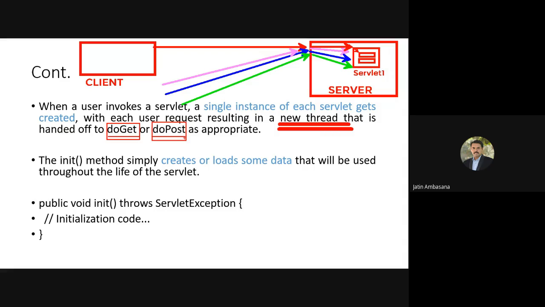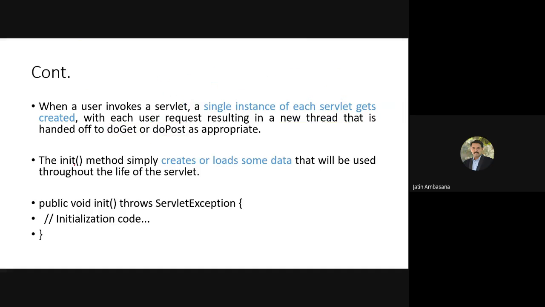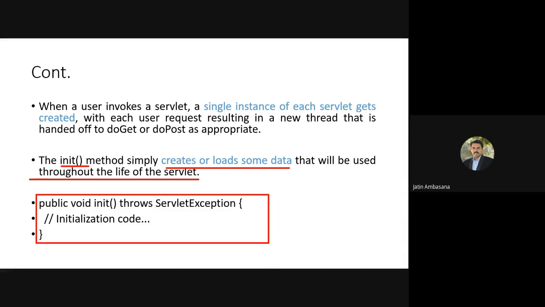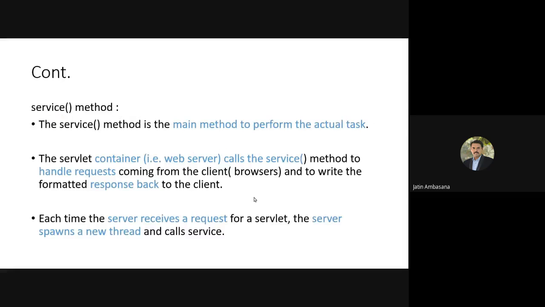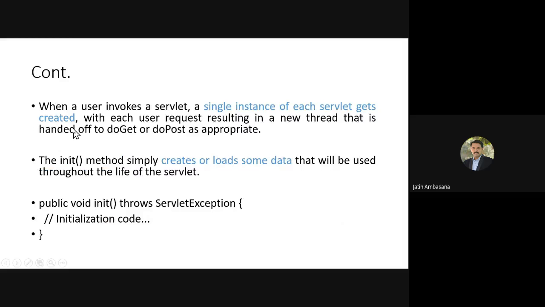Now see, this init method is used to create or load some data that can be used throughout the life cycle of the servlet. The definition of the init method is like this: public void init, and it can throw ServletException. This is how we define the init method. Similarly, there is a service method, which is the main method to perform the actual task. So who is calling this service method and who is calling this init method?